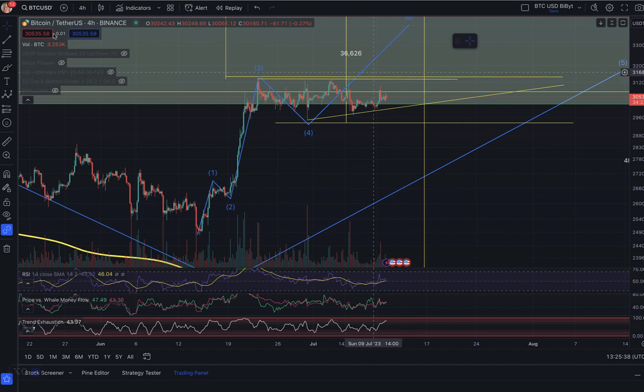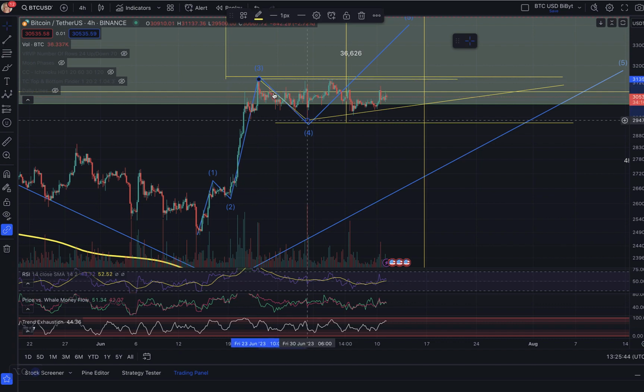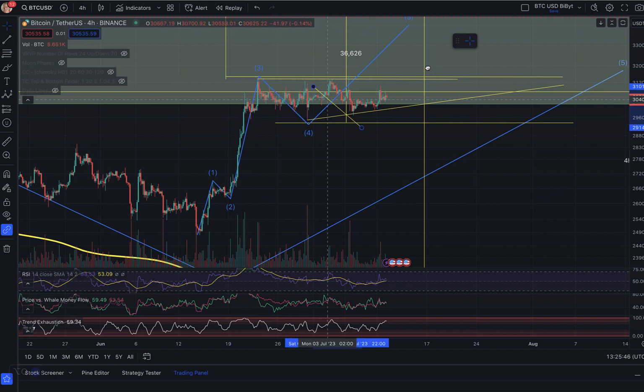We break that, and this ascending triangle has a target of 33,480.